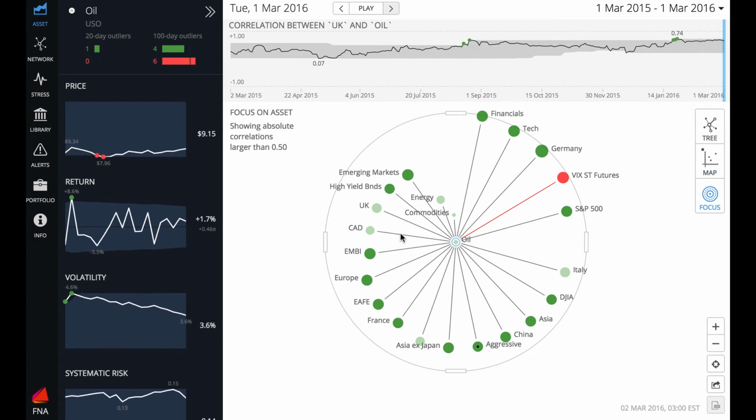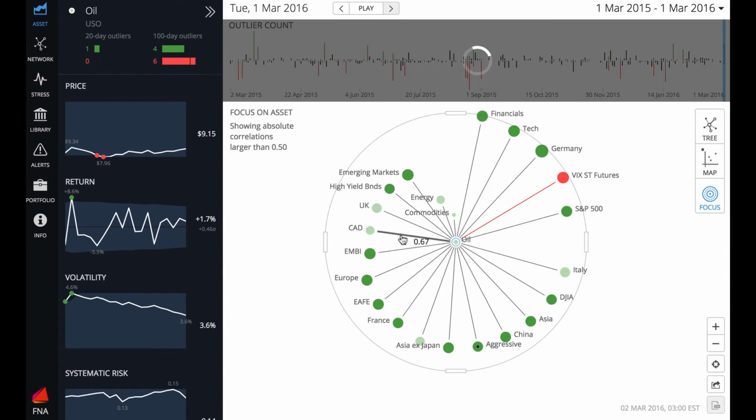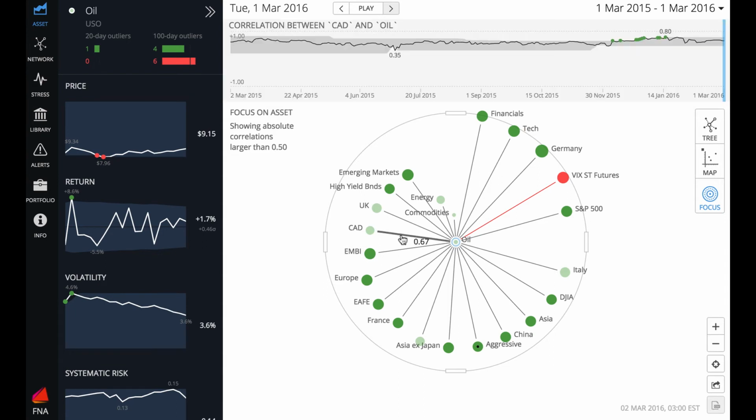Not surprisingly, the most correlated currency is the Canadian dollar, also at 0.67. Interestingly, that correlation has dropped slightly since its peak of 0.8 in January, so that's a good sign for the Canadian dollar on a relative basis.